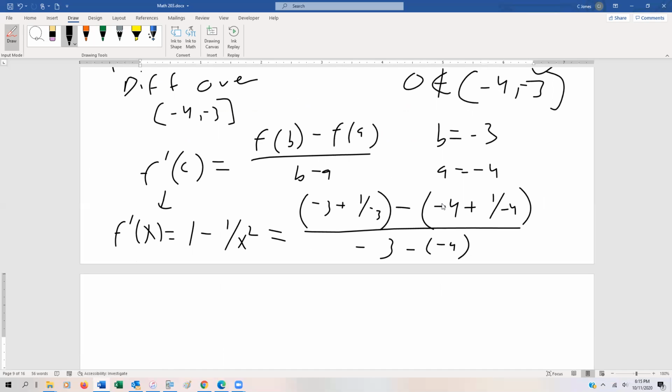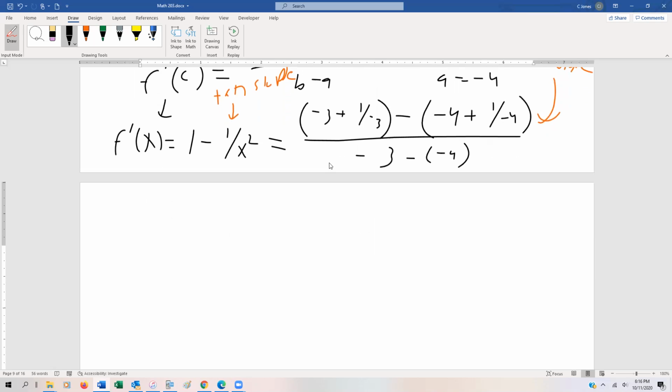All right. Now, usually with Rolle's theorem, we just set the derivative equal to 0. Now we're setting the derivative equal to the secant slope. So this is our secant slope, and this is our tangent slope. We're just saying, where does the tangent slope equal the secant slope? All right, so now we just have an equation. So 1 minus 1 over x squared is going to be equal to, now let's compute this.